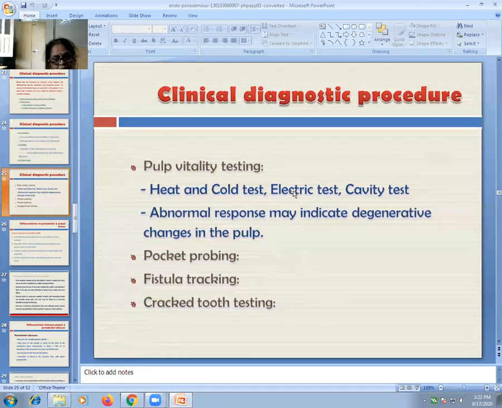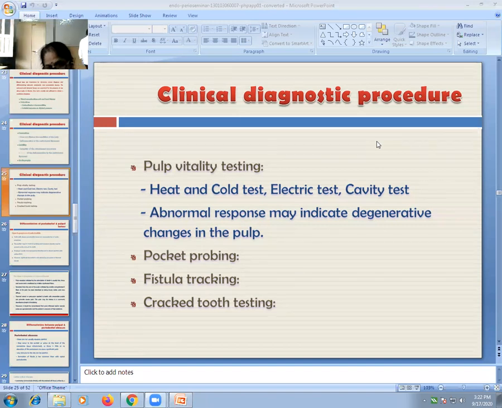Then you have to check the pocket also. If the pocket is there, most of the time it will reflect a periodontal origin. And if any periodontal origin is there, a fistula can also be tracked if there is inflammation at the area. Even in cracked tooth syndrome, if there is any crack in the tooth, that will again connect the pulpal as well as periodontal area.